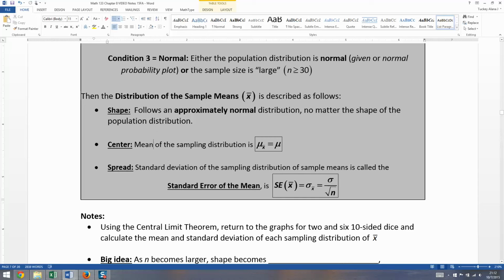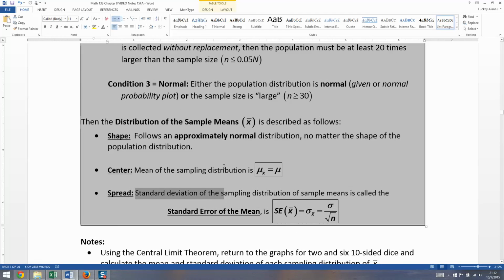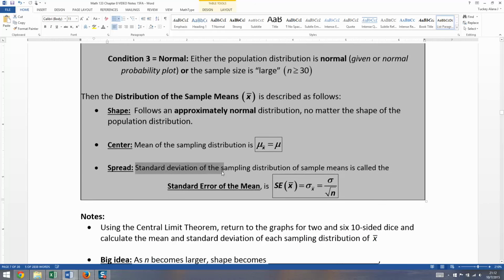Well, that's pretty easy though. If the mean is what the mean was to begin with, hey, nice for us. But what really matters is the spread. All right. So the spread will change. Instead of working with standard deviation, right? Standard deviation, raw standard deviation, is talking about how individuals vary. We're going to talk about the standard deviation of the sampling distribution of sample means.